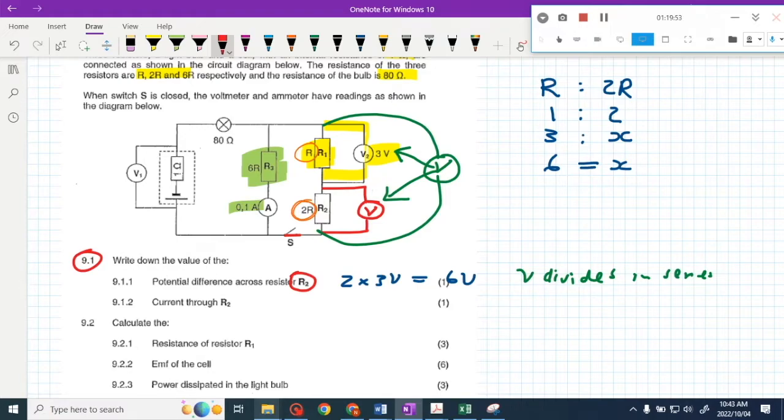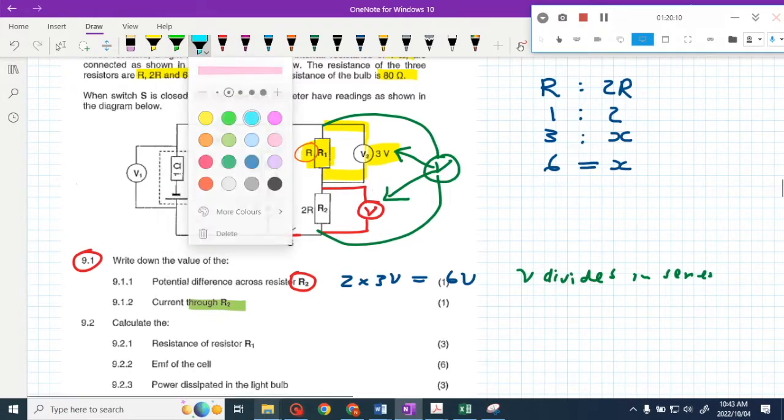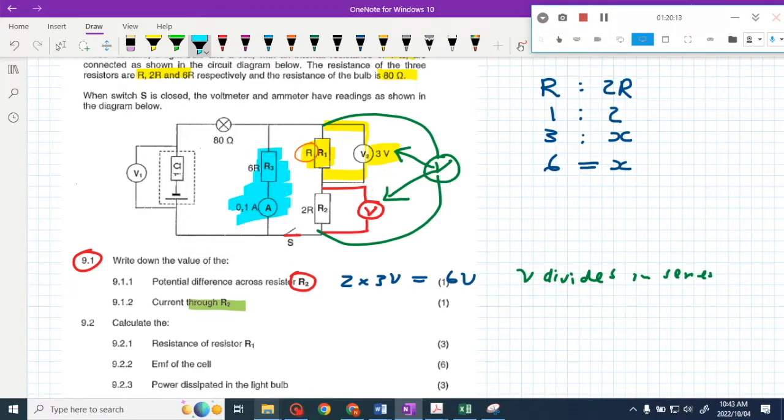Question 9.1.2 says calculate the current through the 2 ohm resistor 2. So there's resistor 2. Okay, now the only place where we know current is through this resistor over there. We know the current is 0.1 amperes. This resistor is connected in parallel with these two.